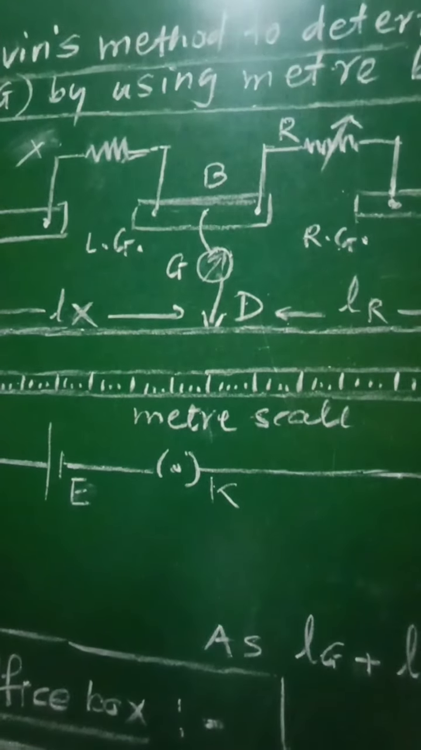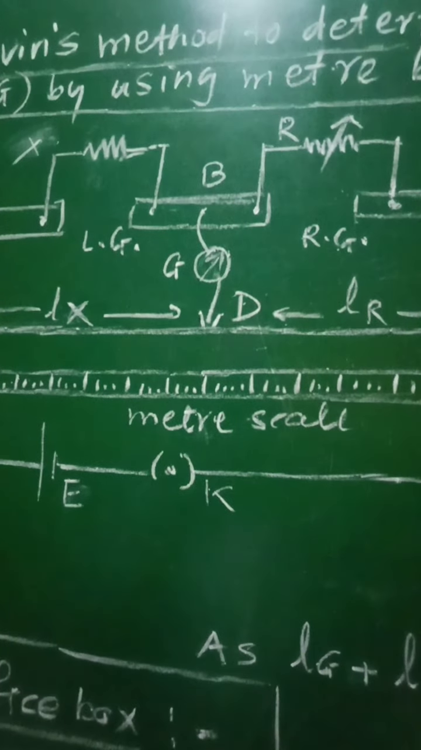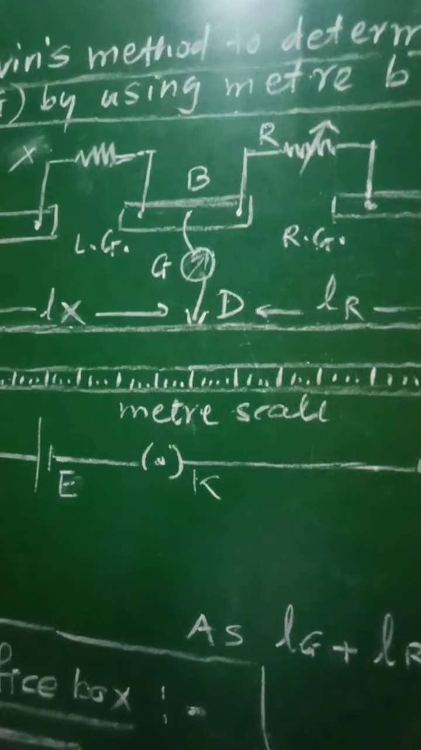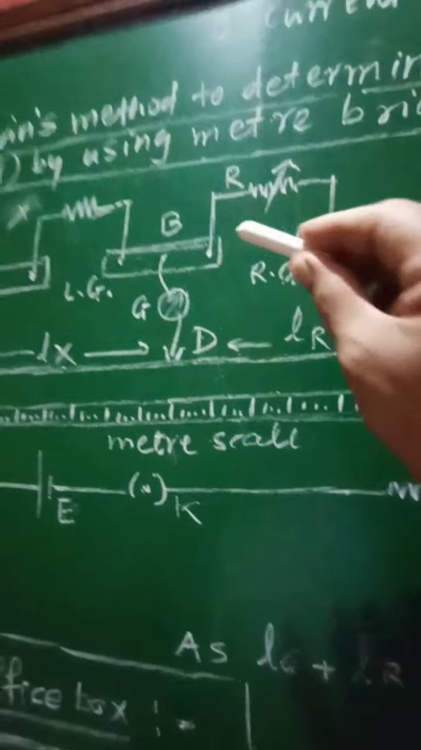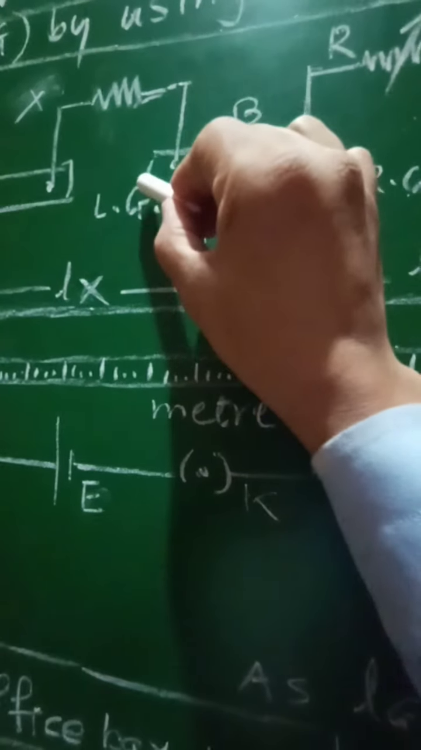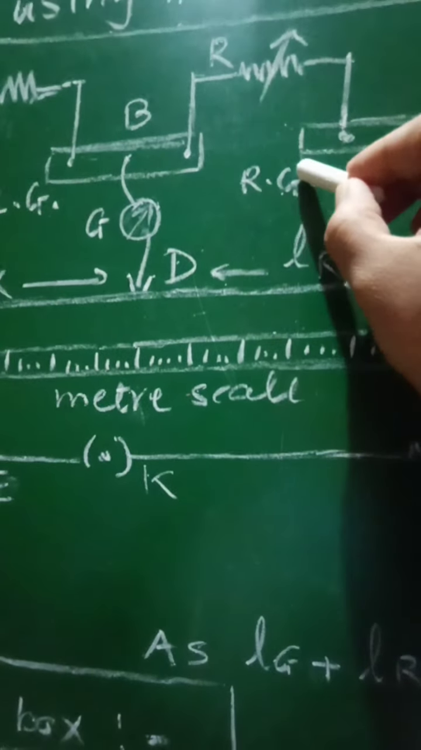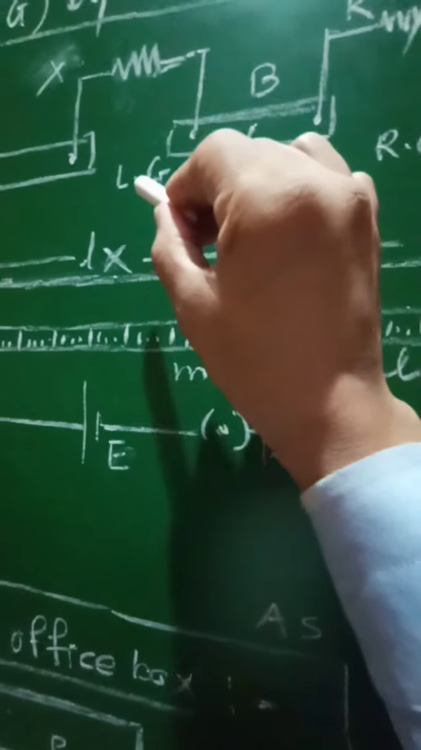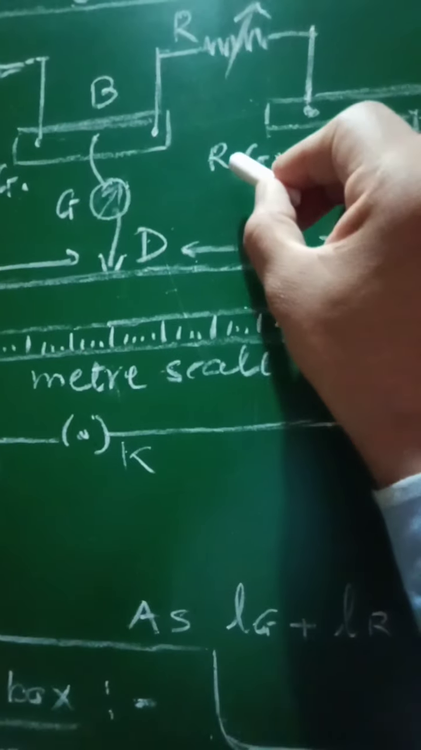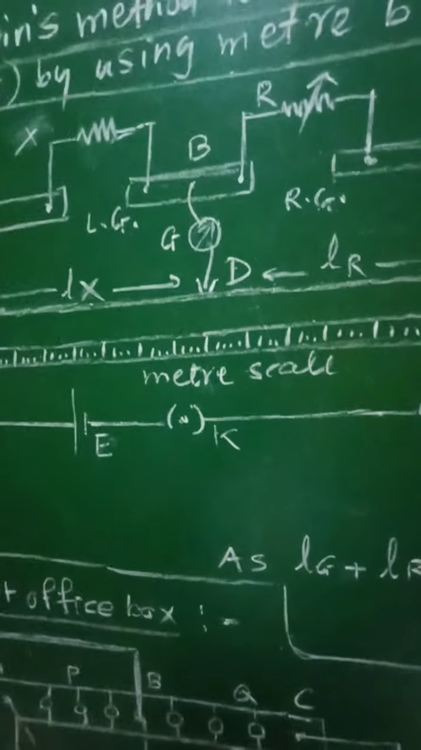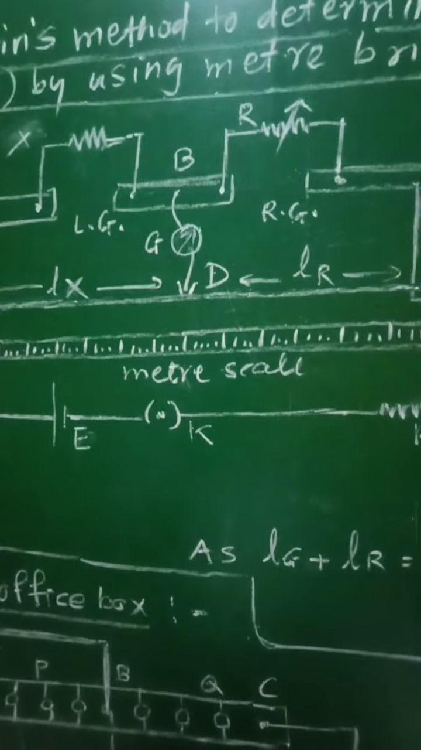Second one will be the experiment is repeated by interchanging the positions of unknown resistance X and the known resistance R. So here the positions of X and R will be interchanged. Initially in the left gap X is connected, in the right gap R is connected, then it will be interchanged, that is in the left gap R will be connected and in the right gap X will be connected, and by the same procedure the experiment will be carried on.